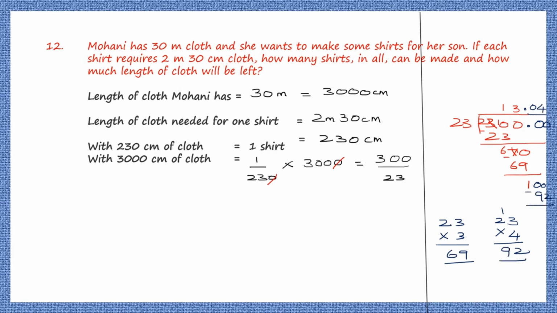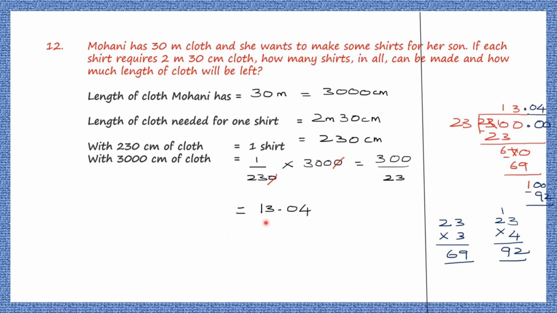Now if you continue this, it will go on and on. So we will stop with 13.04. Now 13.04 shirts. Now we can't have 13.04 shirts. We must have a whole number, isn't it? Now 13 is the whole number.